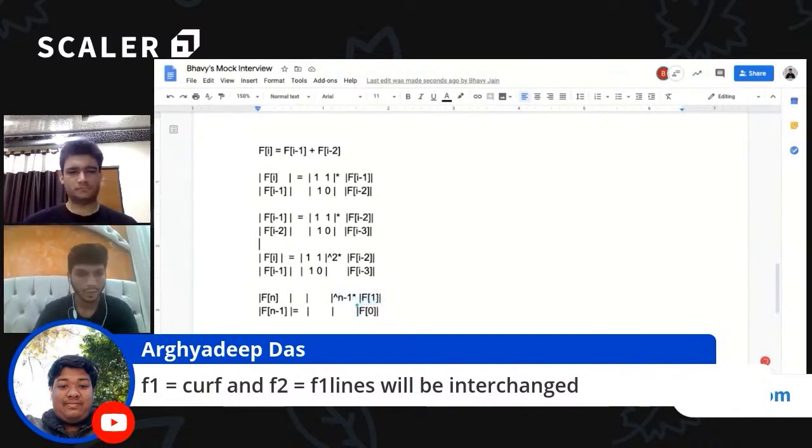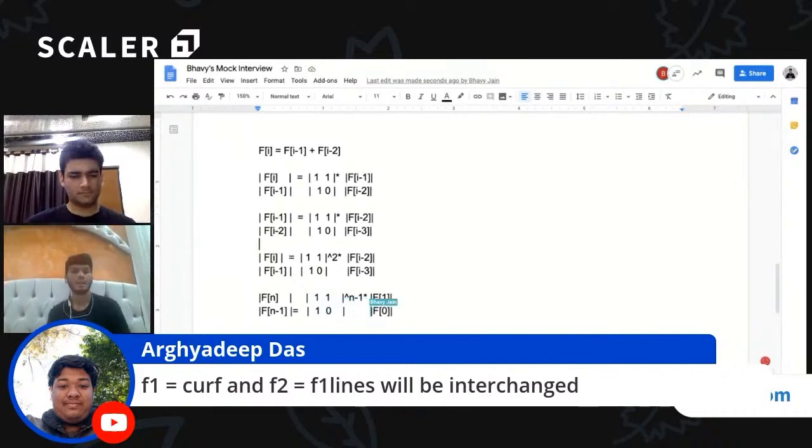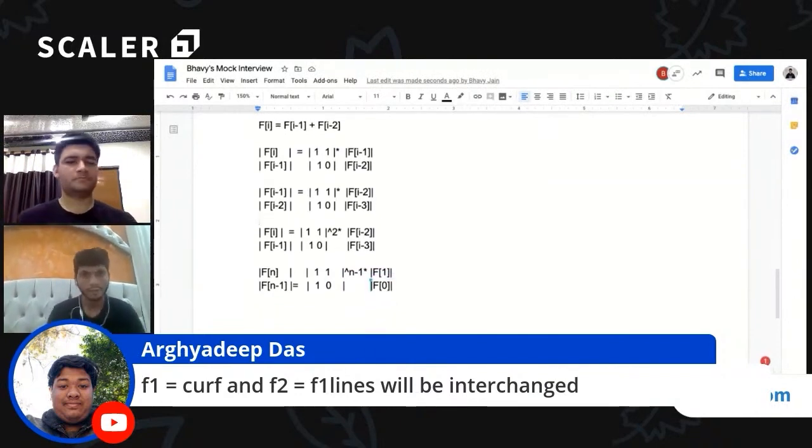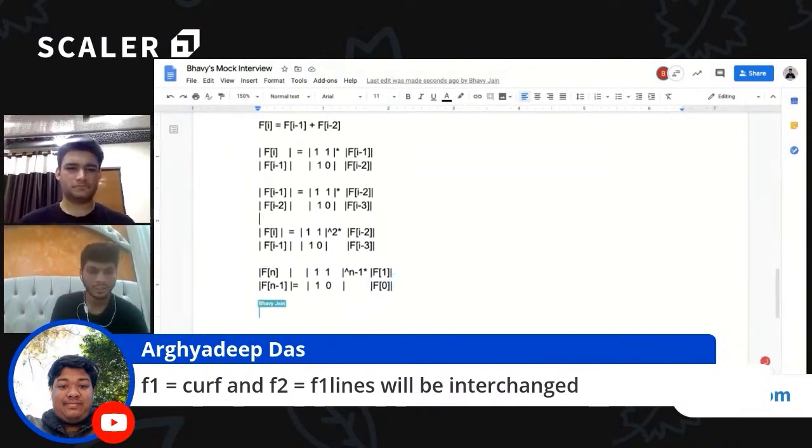So this matrix 1, 1, 1, 0 raised to n minus 1 into f of 1, f of 0. This relation should also follow. Yes, makes sense. So all we need to do is find a matrix raised to a power. Correct. And we can do it using exponentiation.